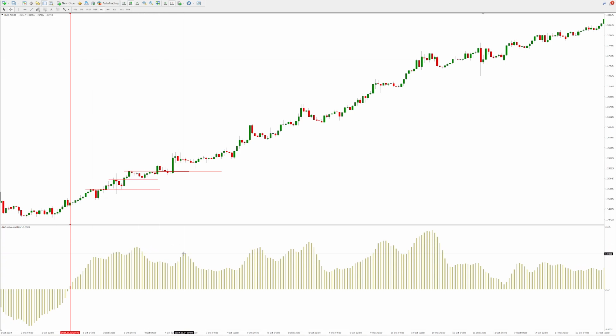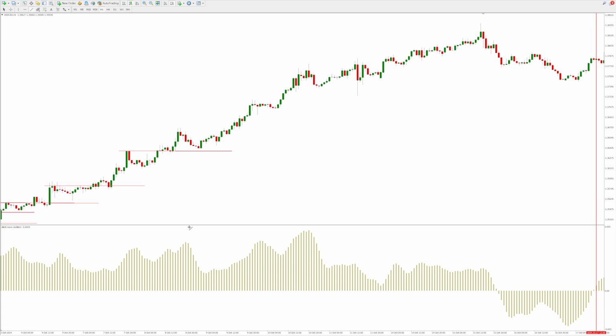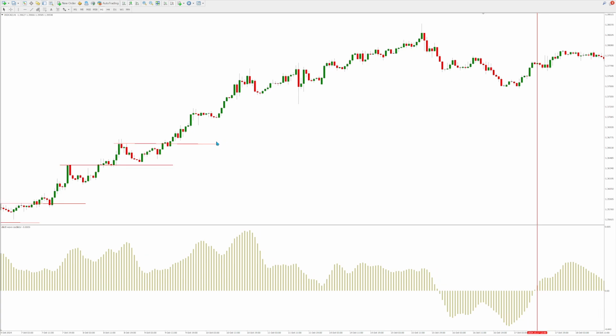Okay, where's the next one? Here, big drop down. Peak is here. We can mark our resistance. Resistance then becomes support. Okay, drops here. Mark the peak, which is there. Resistance becomes support. No coincidence. Big drop here. Mark the peak there. Breakout. Okay, pull back there.